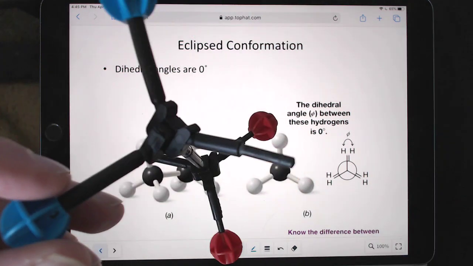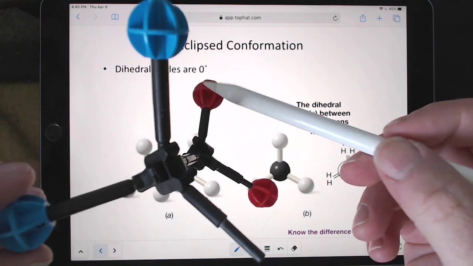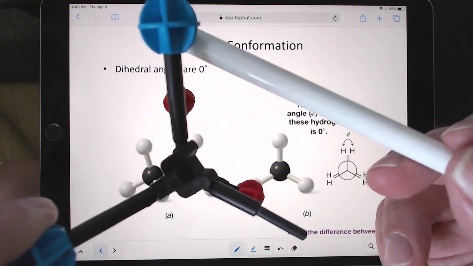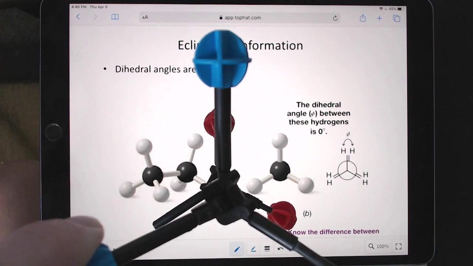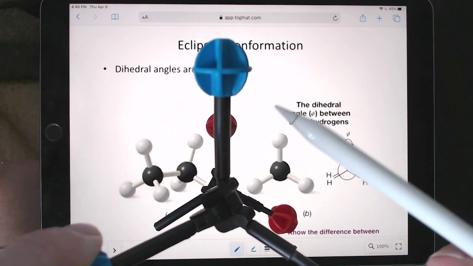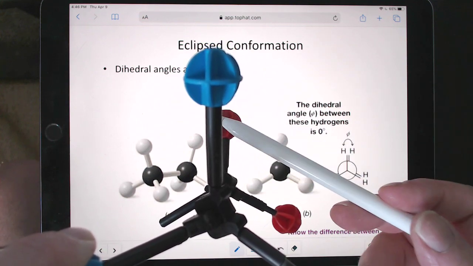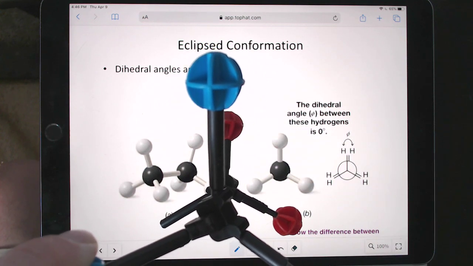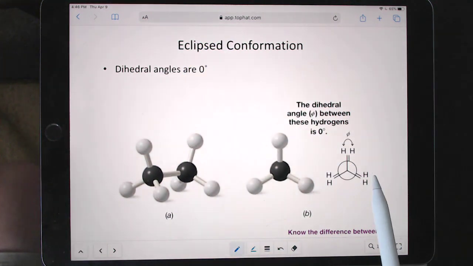If instead you put all of the atoms right on top of each other, the dihedral angle is 0 degrees. This is what's called an eclipsed conformation. You can't see the back one because of the front one. So this is an eclipsing interaction, and these actually have 3 eclipsing interactions right there.